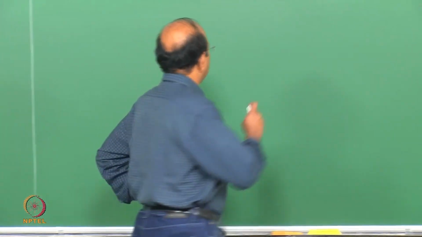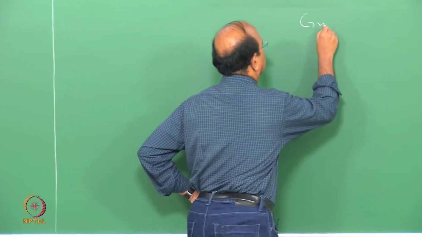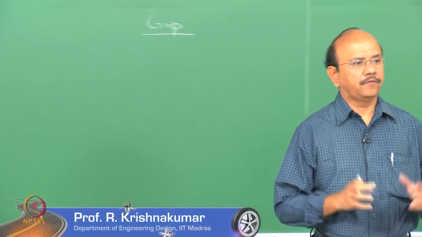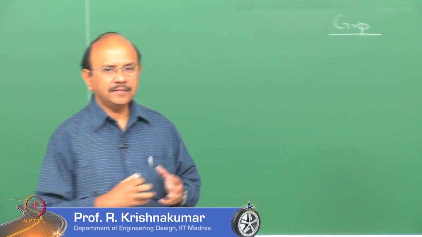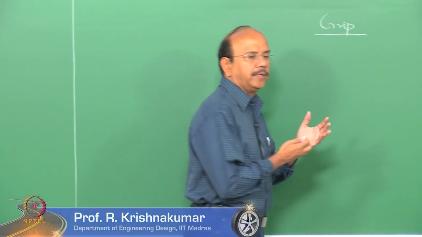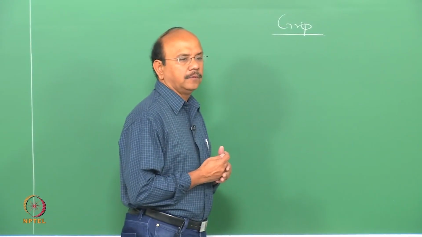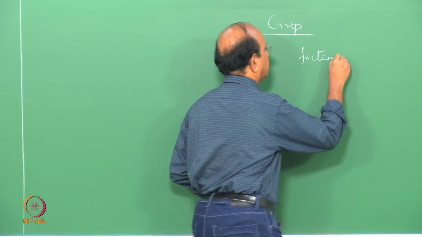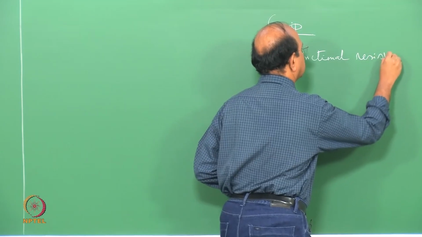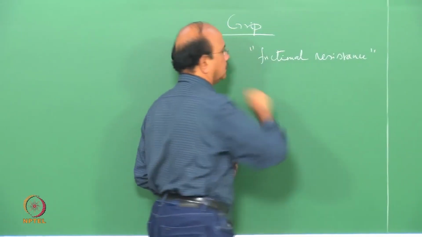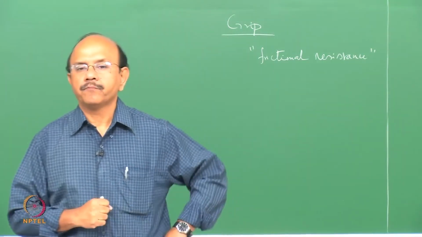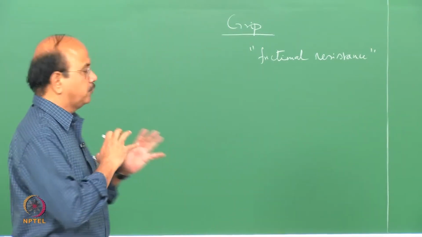In the last class, we started discussing the problem of grip in a tire. The fundamental aspect that gives grip to the tire is its interaction with the road, and that it develops what we called the frictional resistance to its motion.